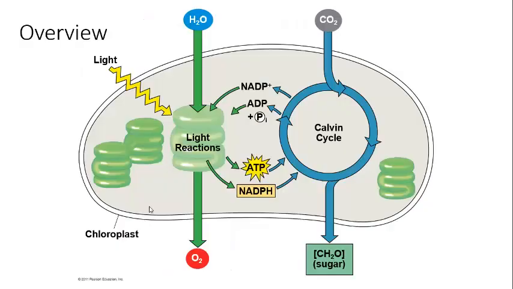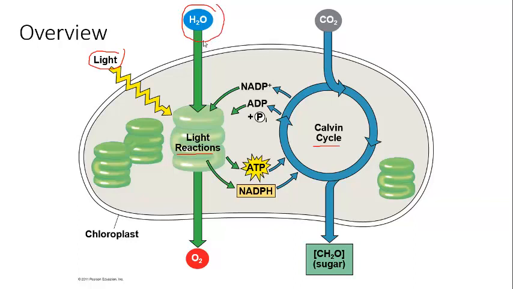Here's an overview of the two chemical reactions that take place within photosynthesis. Chemical reaction number one is the light reactions. The light reactions take place within the thylakoids. Reaction 2 is the Calvin cycle, and the Calvin cycle is going to take place within the stroma. The two reactants of the light reactions are going to be light and water.